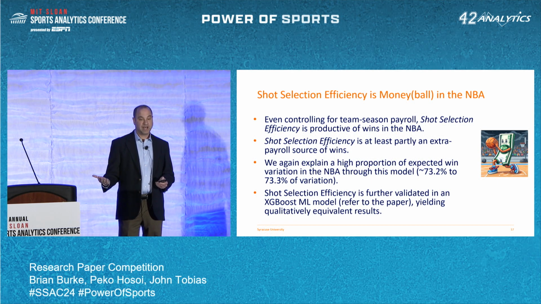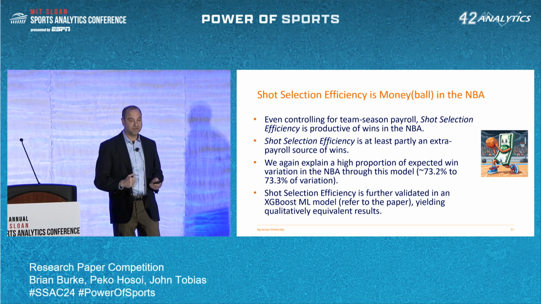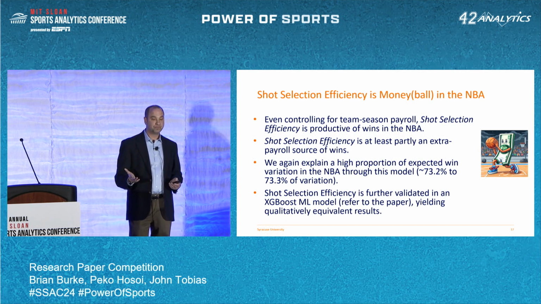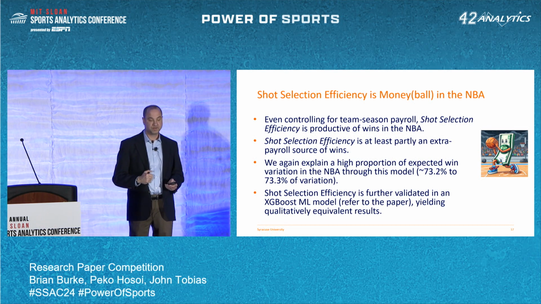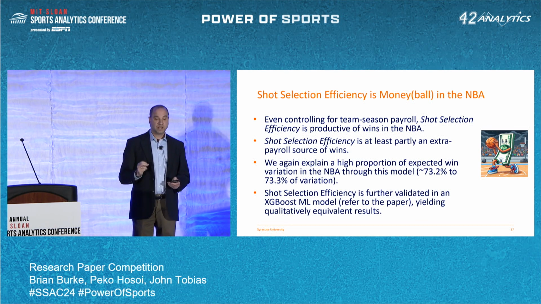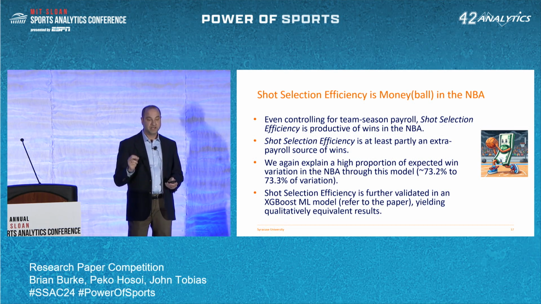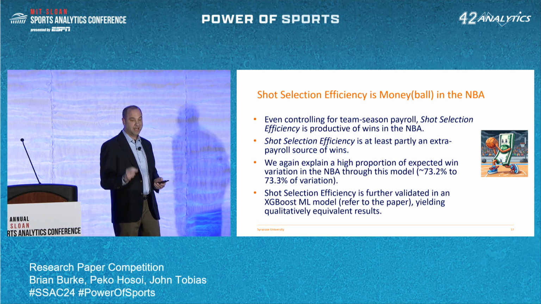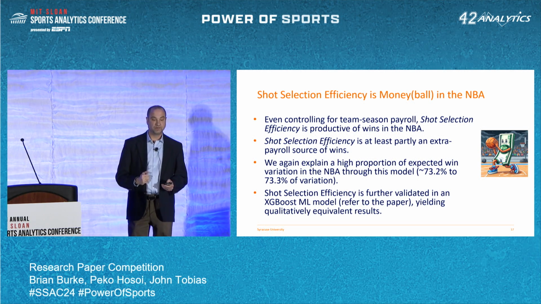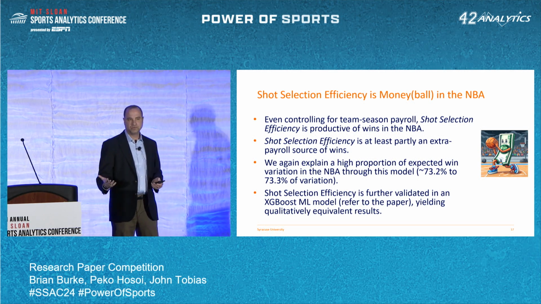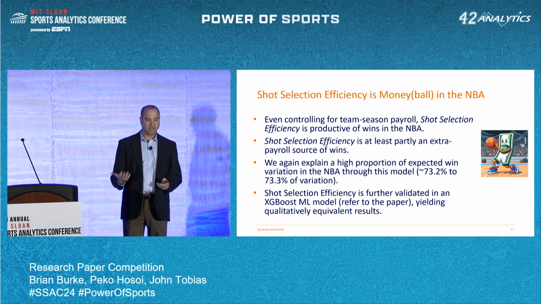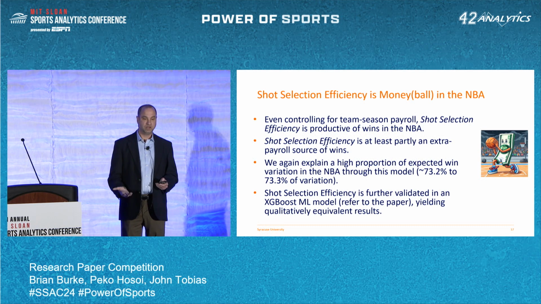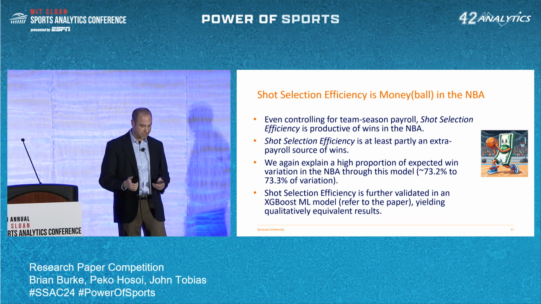We again explain a high proportion of expected win variation in the NBA through the model. About 73% of variation in team performance is controlled in the right-hand side. Shot selection efficiency is further validated in an alternative approach using an XGBoost machine learning model. This gets a little in the weeds, so please refer to the paper if you're interested, but I will tell you that it is qualitatively equivalent to our regression analysis.